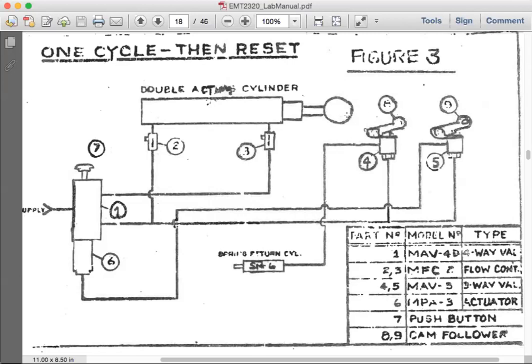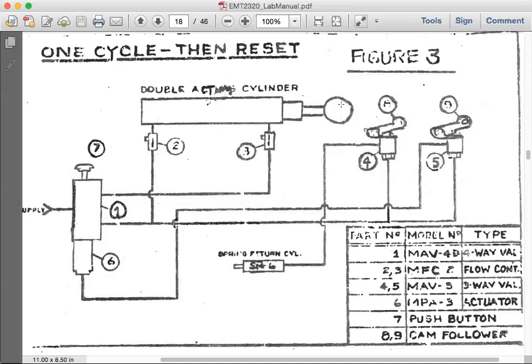As the piston is moving forward and right now activates cam follower number 8, that's our third stage. Third stage is when the piston is resting on or pushing number 8. Therefore, the stem of number 4 is pressed and the pressure is allowed right here into this hose, and the spring return extends. That's our third stage.